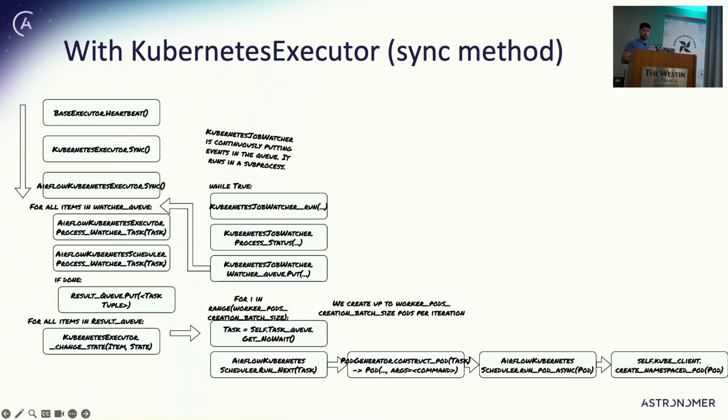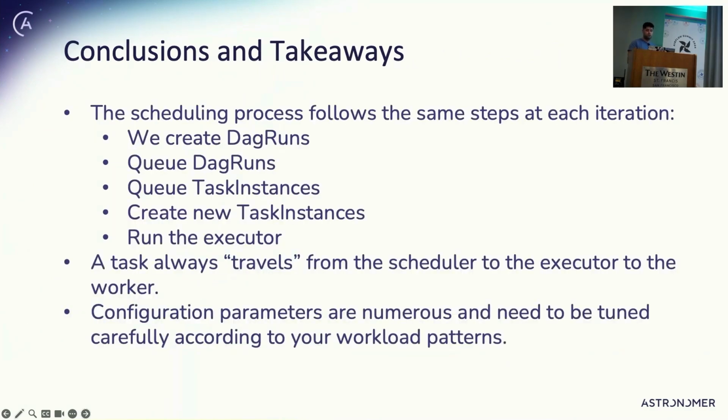So we loop through the tasks acquired from the queue and call the Airflow Kubernetes scheduler run next method on them. The run next method will construct a pod for the task using logic from the pod generator class and pass them to the run pod async method. Finally, the pod will be submitted to the Kubernetes API and it will start. So this pretty much covers at a high level the process of scheduling a task from initialization to execution in Airflow.